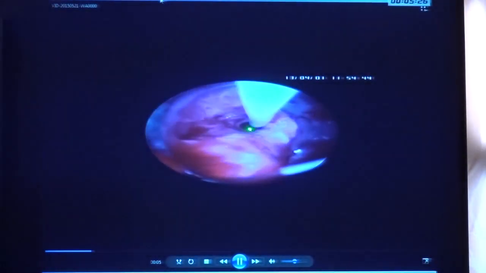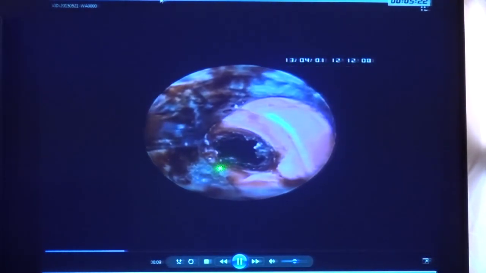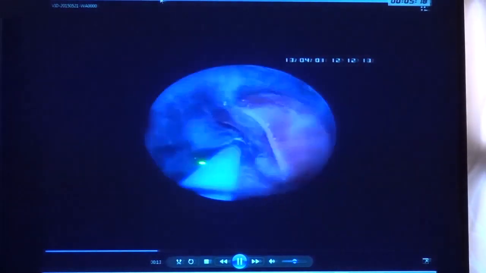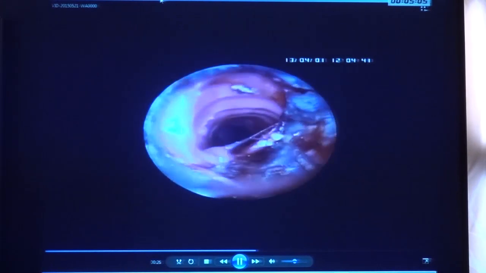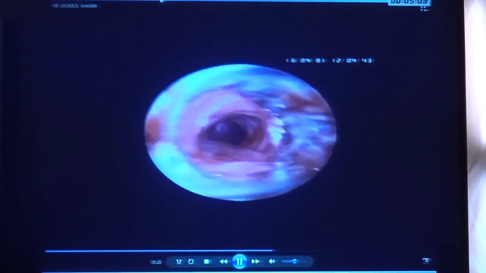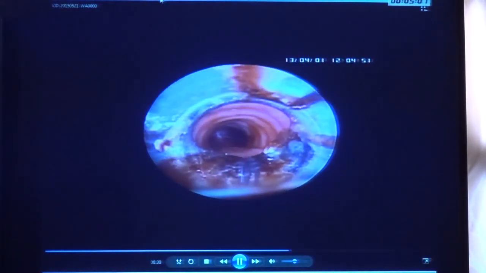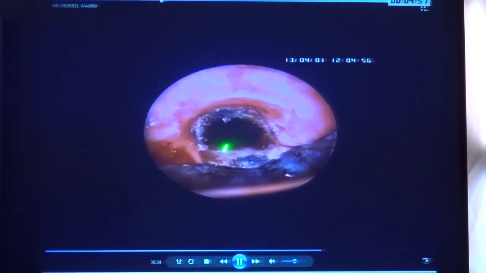As you can see here, this is a complex stenosis. We do suction, and then we do electrocautery, followed by dilatation. Electrocautery at first, then dilatation with the rigid bronchoscope. As you can see, this is the main carina. This is the situation after the dilatation.